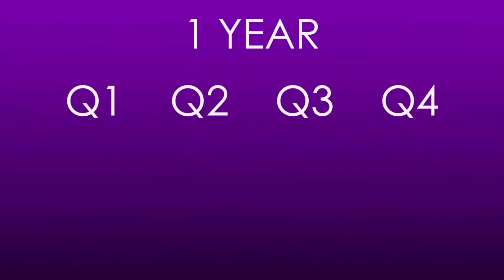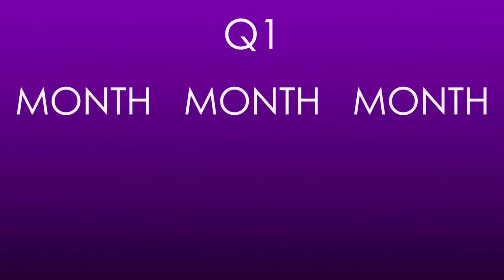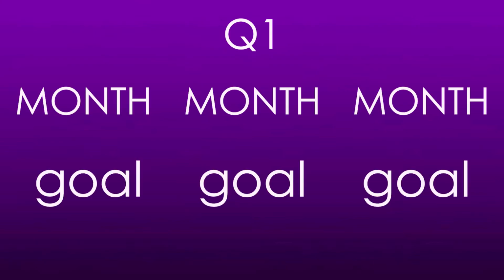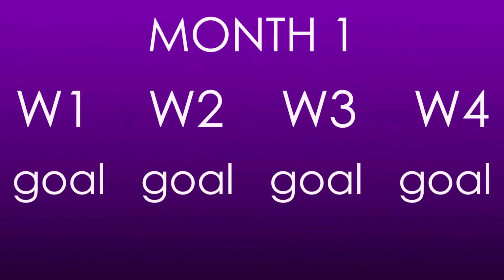If my macro time frame was 1 year, I would divide that into quarters and set goals for each quarter. From there, I would break down the first quarter into months and set goals for each month. Then I would break down the first month into weeks and set goals for each week. And at last, you can break down that week into days and set a general overview of what days you would like to accomplish certain tasks.